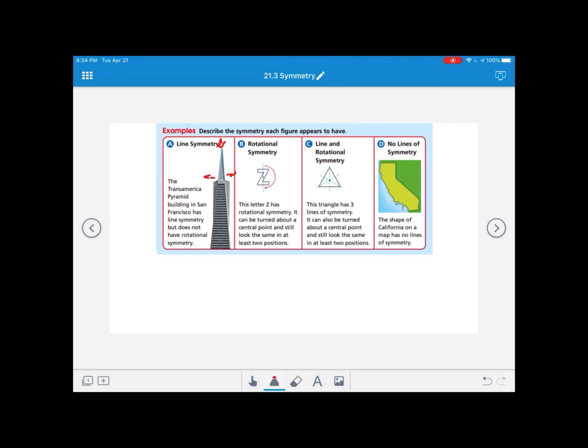Let's take a look at the example of a letter Z. We can actually draw this in your notes as another example. Let's draw a big letter Z. So if we take the Z and we split it in half, this is making it have a line through it. Now, at first glance, it does not look like those pieces are the same.